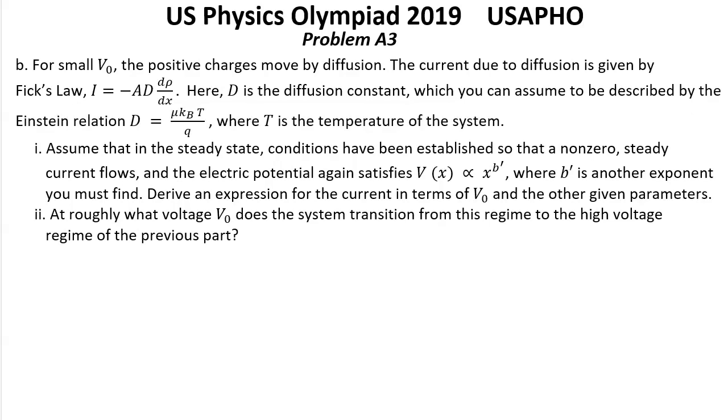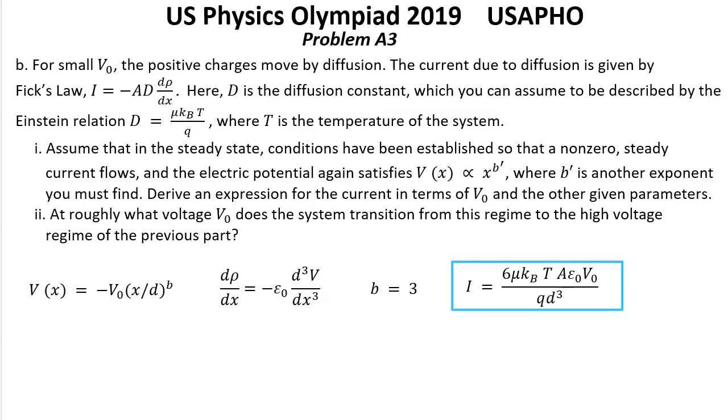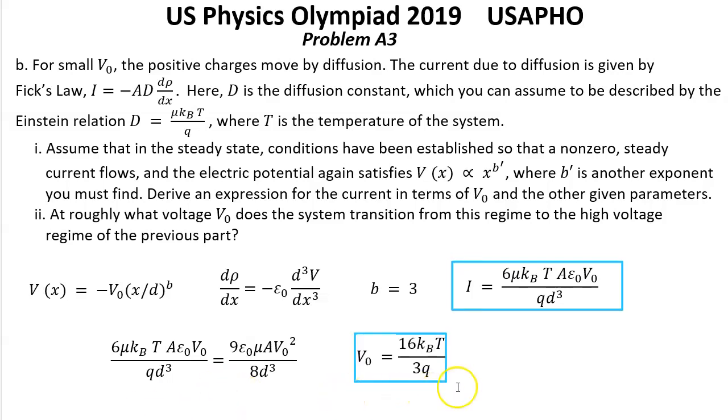Solution for part B. Question 1. We again have that V equals this expression. Now we can use the Poisson equation again. From here we can find that b equals 3 and the current equals this expression. To answer question 2, we just need to equate the currents from the first and second parts. That will be this equation, and from here V0 equals this expression. So that was the solution for part B.